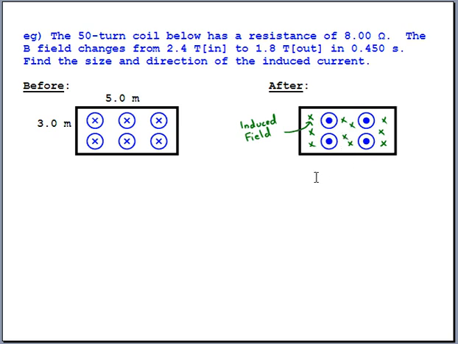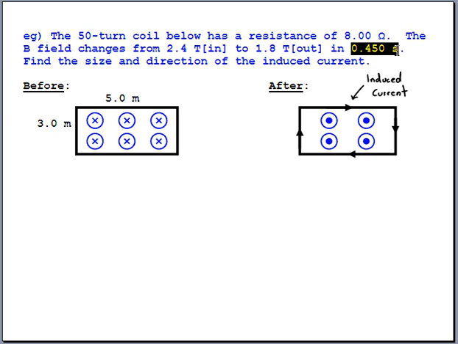And what you'll find is your thumb is actually going to point to the left. So you've actually got this created, or induced as we call it, current going clockwise in this picture. I can't say this too many times. That clockwise current only lasts for 0.45 seconds. It lasts during the time you're making the change.